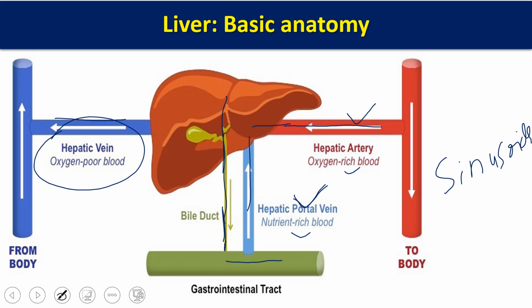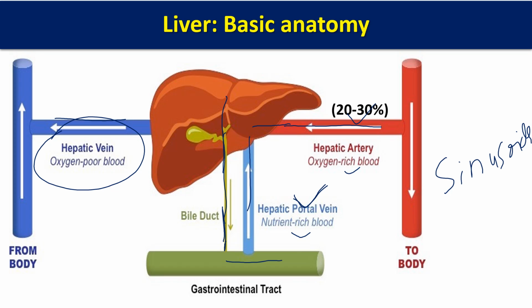So there are two routes for incoming blood. One is through the portal vein, the second is through the hepatic artery. Two major vessels exit from the liver, that is the hepatic vein and the bile duct.